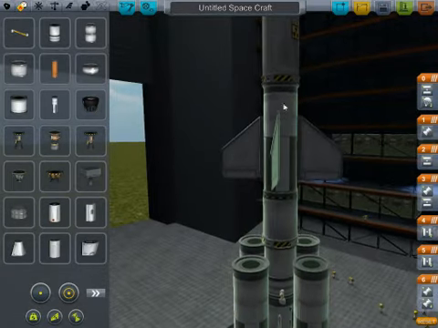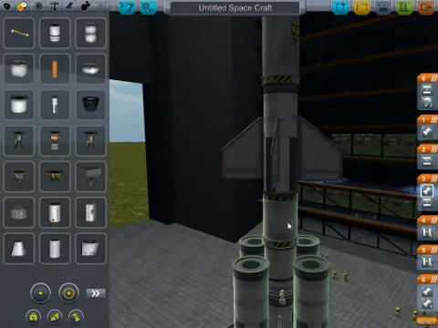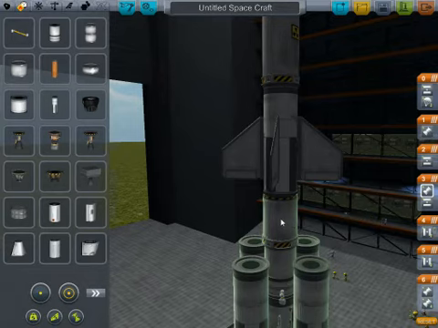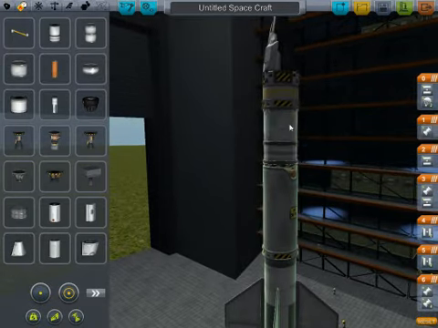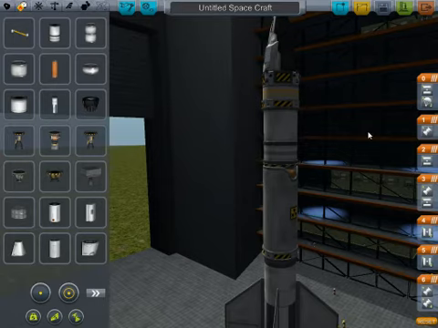Then, once I'm over the 85,000 limit, I use this stage here to get established into orbit, and then finally I can use this to get from A to B. So let's take a look at how we're going to do that in video 2.